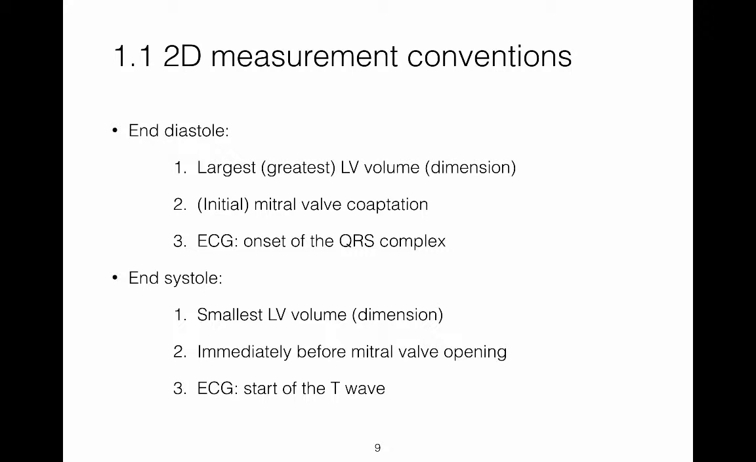When measuring the left ventricle, end diastole can be recognized by the following. 1. By identifying the largest or greatest LV dimension or volume. 2. By identifying the initial mitral valve coaptation. Thirdly, by referring to the ECG and looking for the QRS complex.